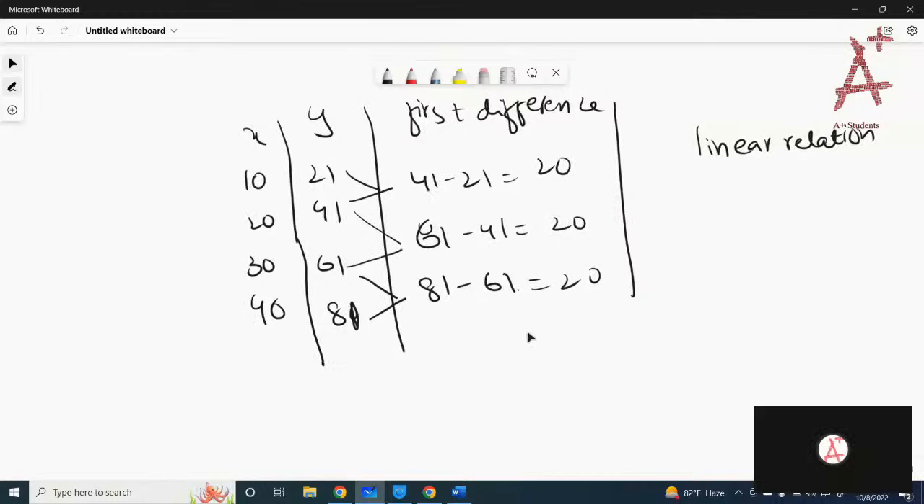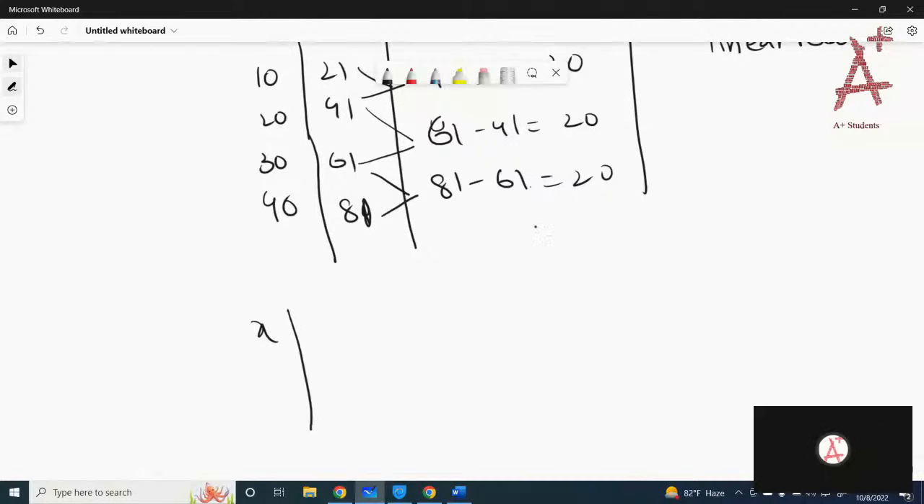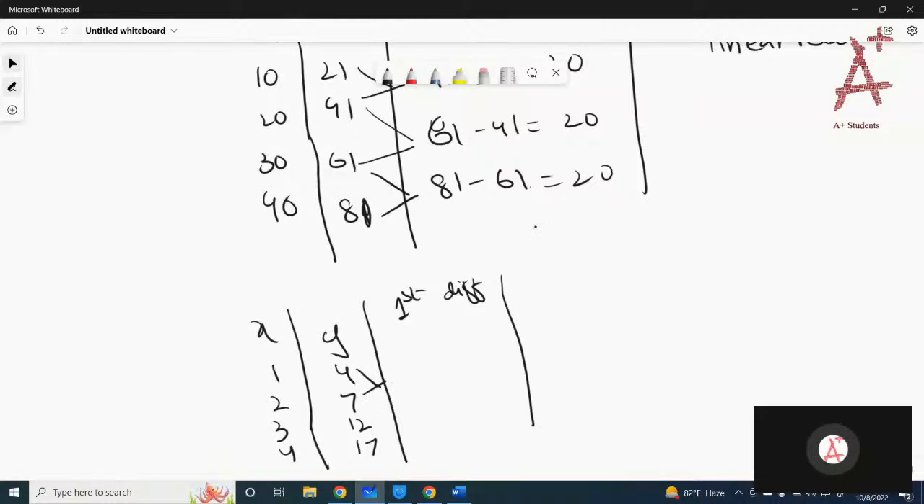For the second part, you are given the values x and y. The x values are 1, 2, 3, 4, and the y values are 4, 7, 12, and 17. Let's calculate the first differences. 7 subtract 4 is 3. Now 12 subtract 7 is 5. Now 17 subtract 12 is 5. See, the first differences are not the same. That means the relation is not linear.